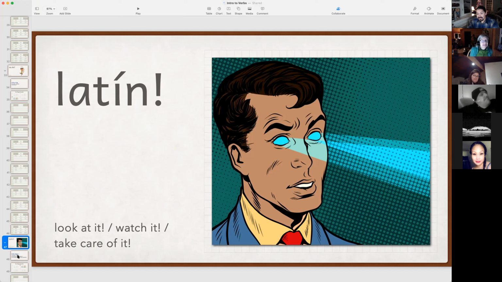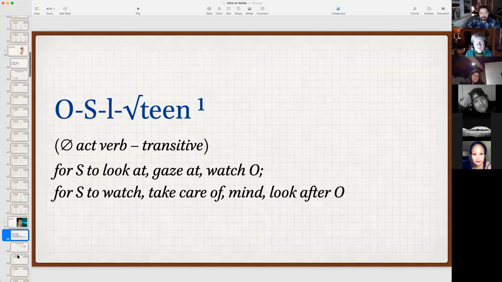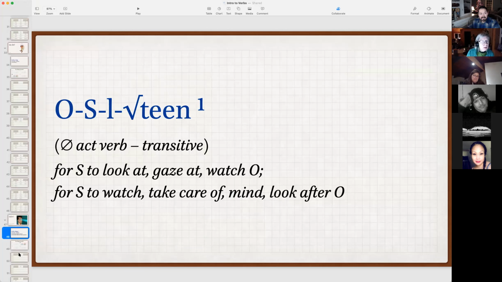But the Chatin is and the use of this one, there's a couple different ways to talk about look at something. If I saw something and I wanted you to look at it, I could say Chatin, and I'm telling you, like, watch this thing. Okay, so here's what it looks like.